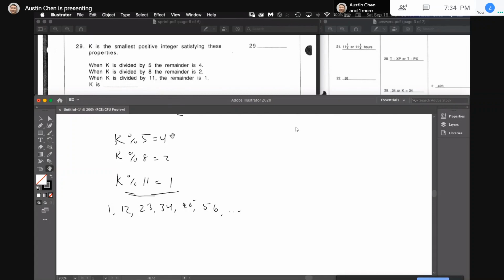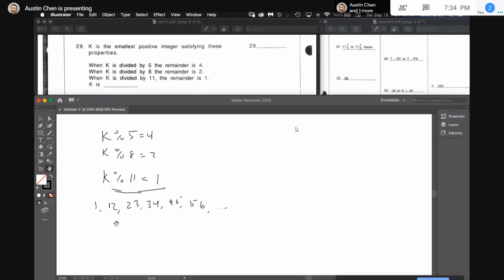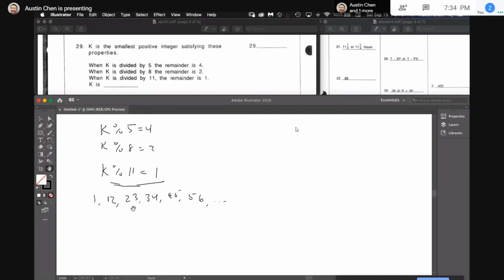So if k modulus 5 is equal to 4, then k has to be 1 less than a multiple of 5, right? So if we look at this, what is 1 less than a multiple of 5? Well, 34 is 1 less than a multiple of 5. And we can test 34 to see if it satisfies this constraint, which it does because 32 is a multiple of 8.